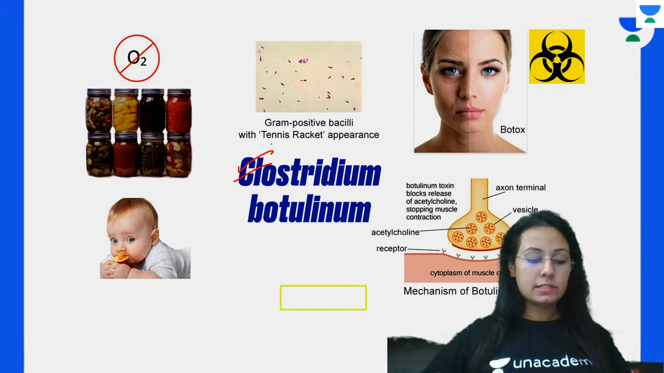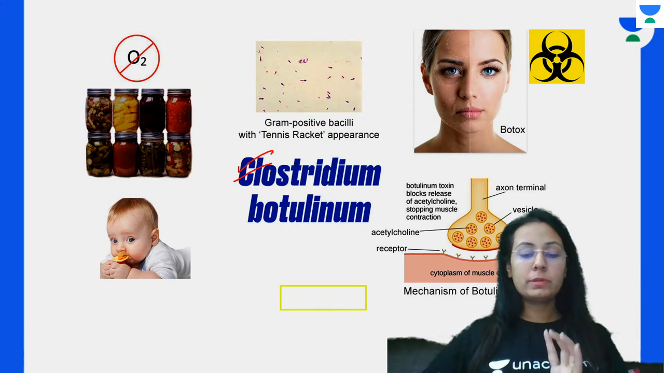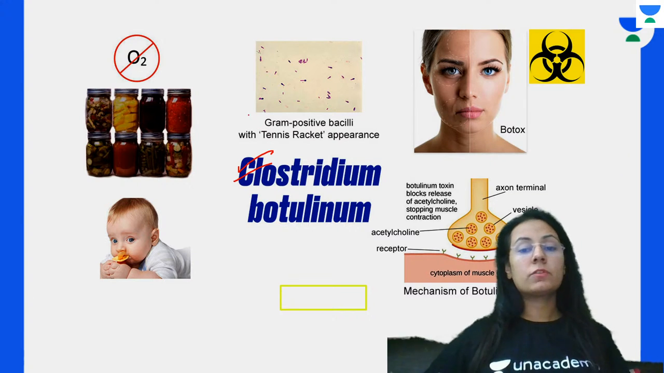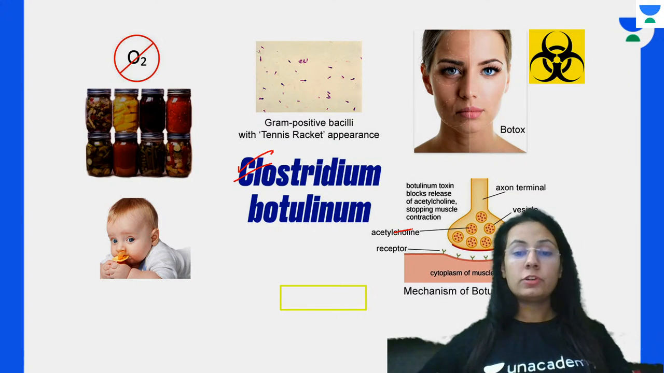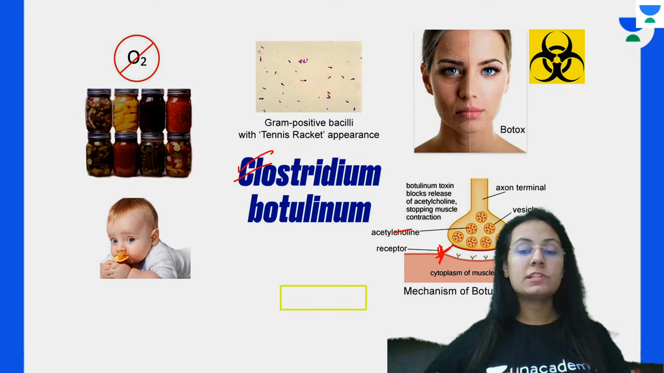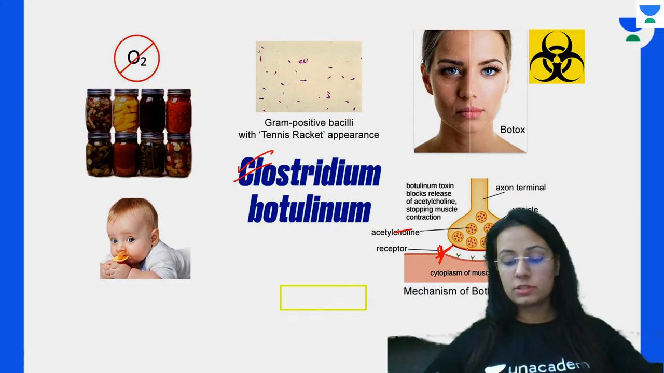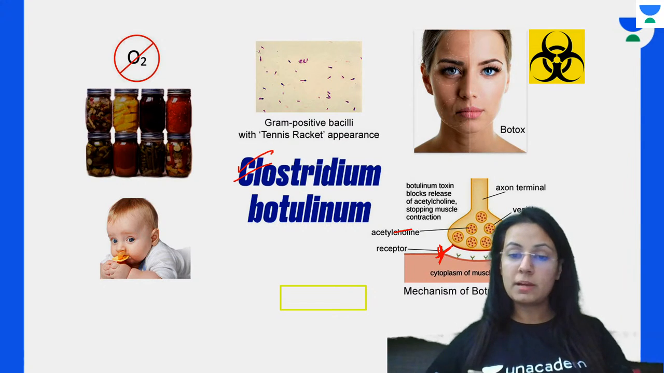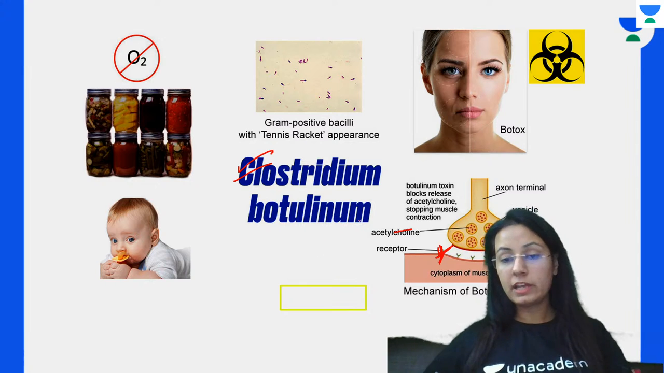Clostridium botulinum is mainly causing floppy baby syndrome, and it causes inhibition of the release of acetylcholine. What it does is cleave the binding site for ACh on the postsynaptic junction. So it acts at the pre and postsynaptic terminals at the neuromuscular junctions.